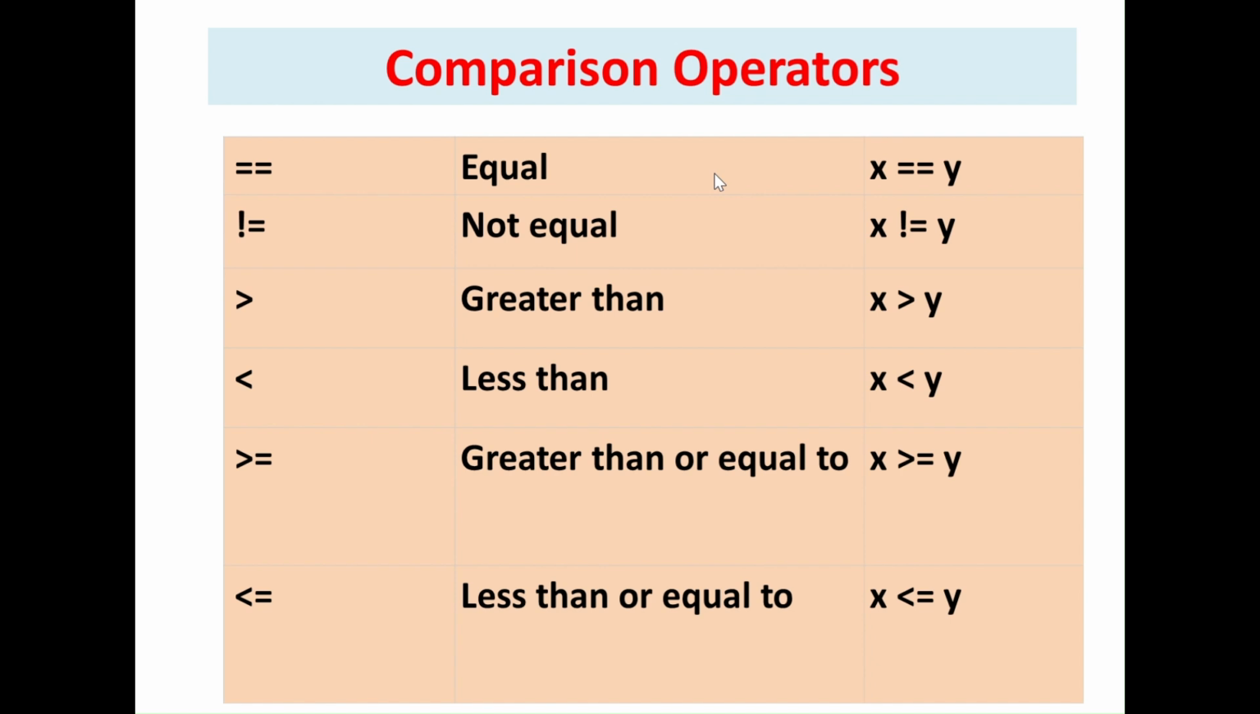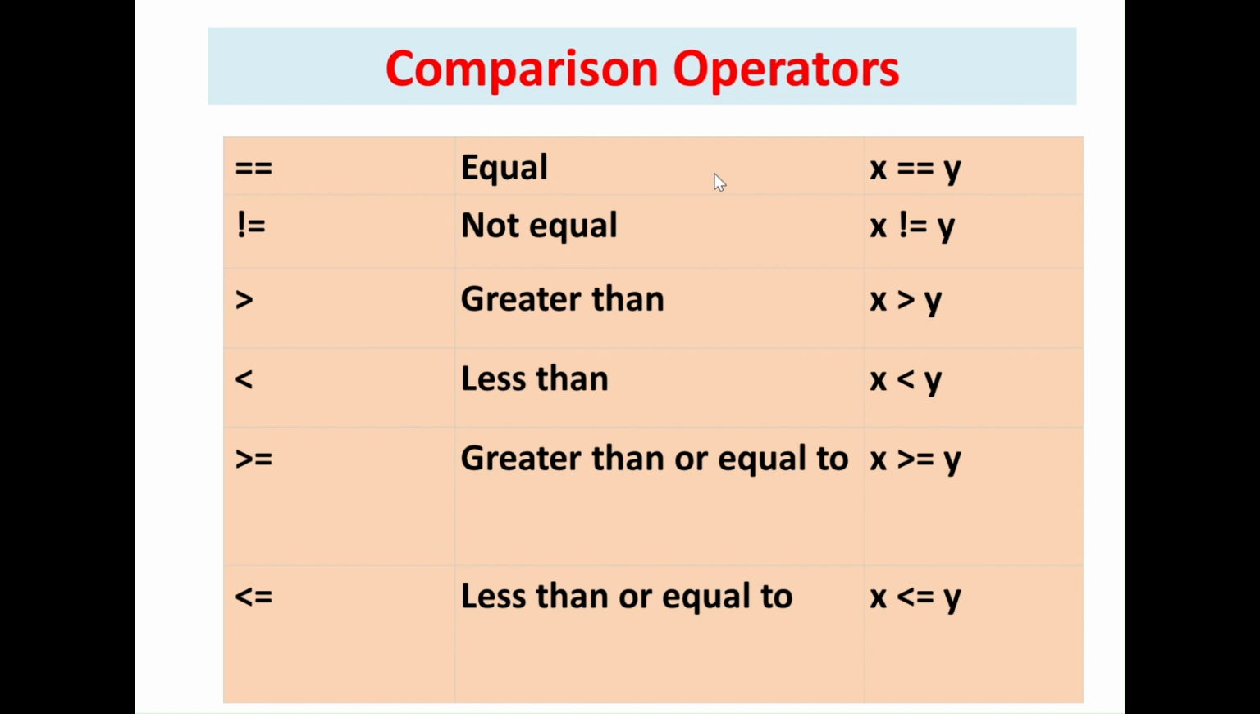The comparison operators are equal to, not equal, greater than, less than, greater than or equal to, less than or equal to. So how to write the coding? I have made it in the left side. What are all the symbols that have to be put? And the comparison operators, when the code is properly written, will either give true or false.